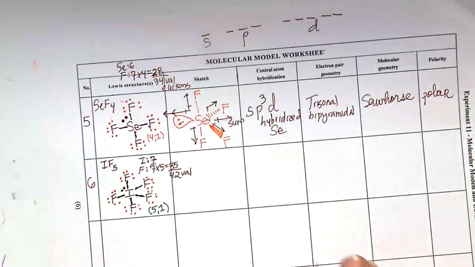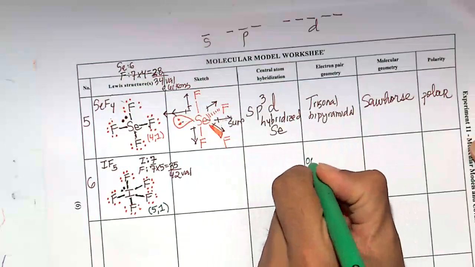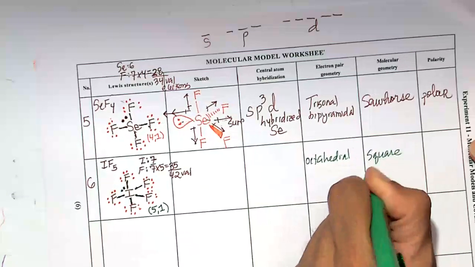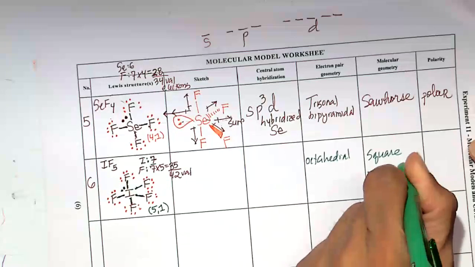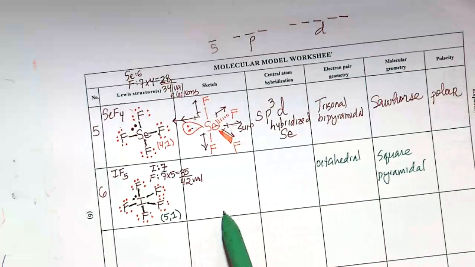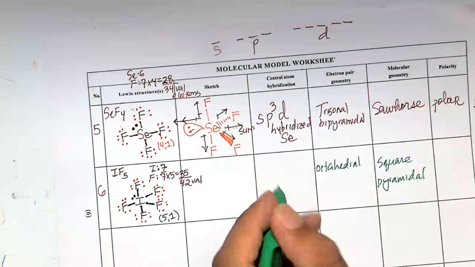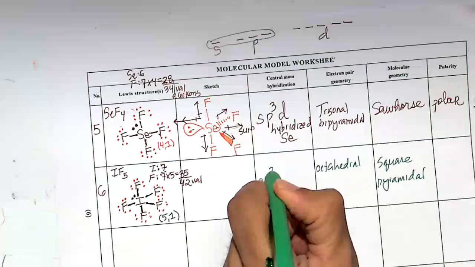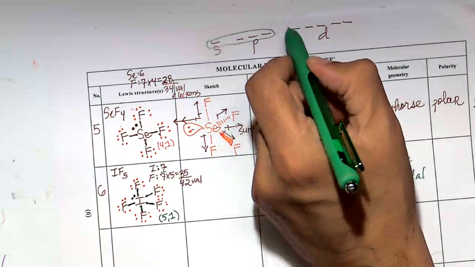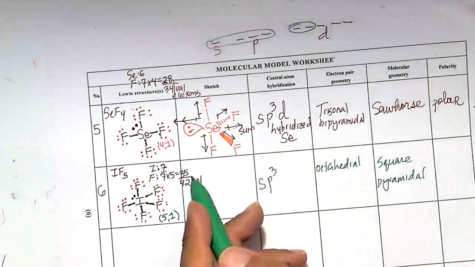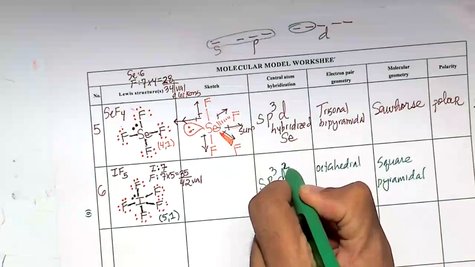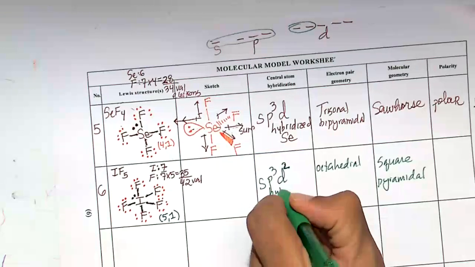So let's fill these out here. Octahedral. And this is square pyramidal. What's the central atom hybridization? How will we get to 6? We'll take 1 from s, 3 from p, that's 4, and then how many from d? 2. So this is an sp3d2 hybridized iodine.